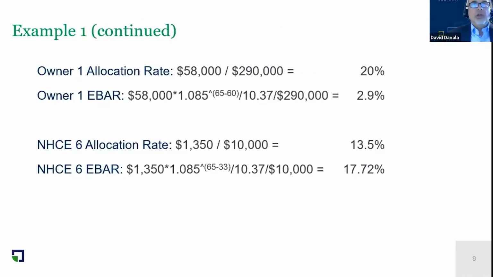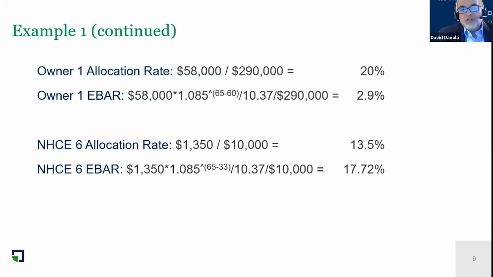Okay, let's look at a detailed calculation for owner 1 and owner 6. Owner 1's allocation rate is $58,000 divided by the compensation of $290,000, and that's 20%. The E-bar is the $58,000 times the projection interest rate of 8.5% for 5 years, divided by the annuity factor of 10.37, and then divided by compensation of $290,000 to get 2.9%.